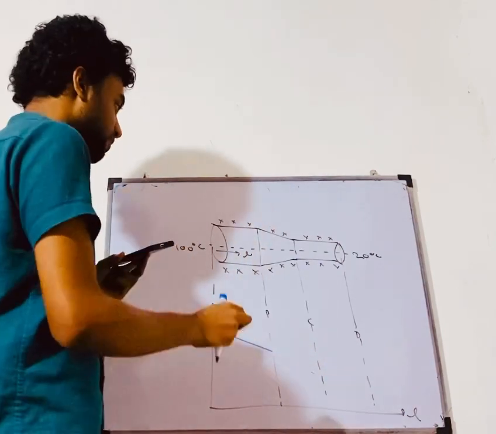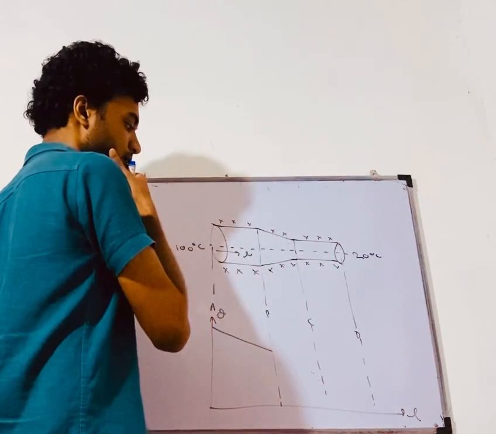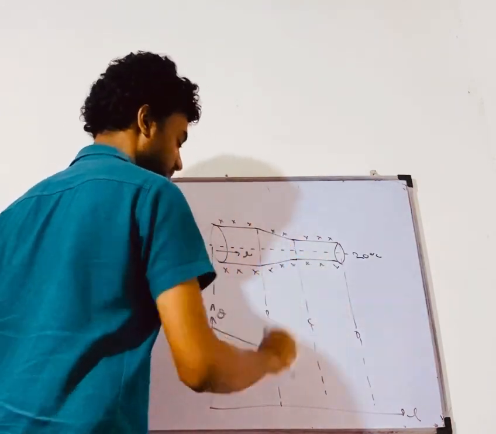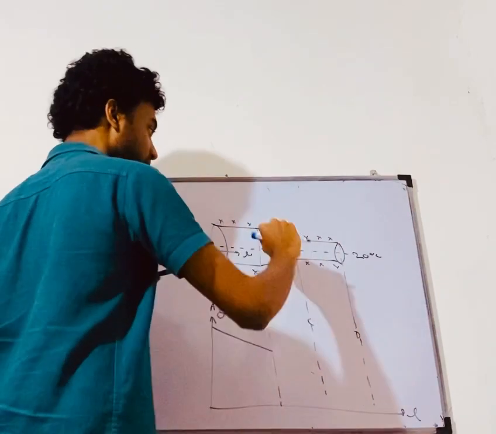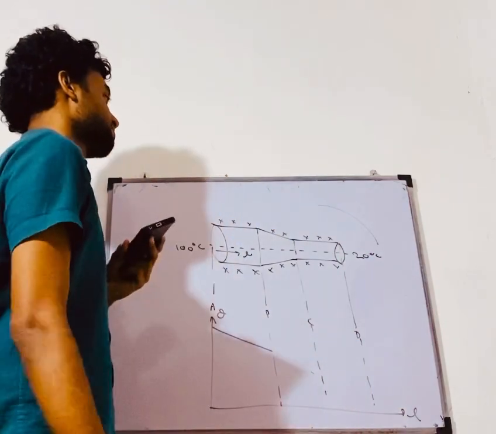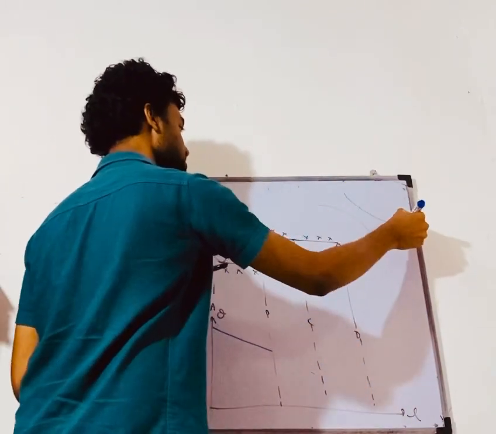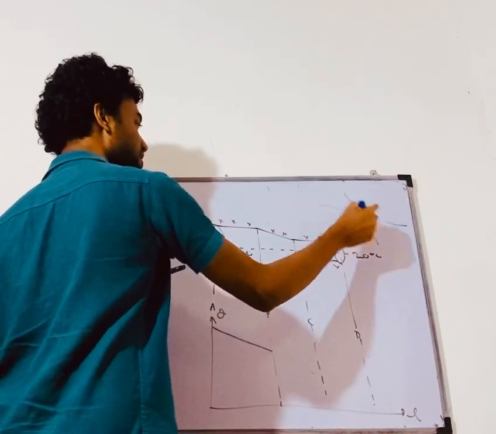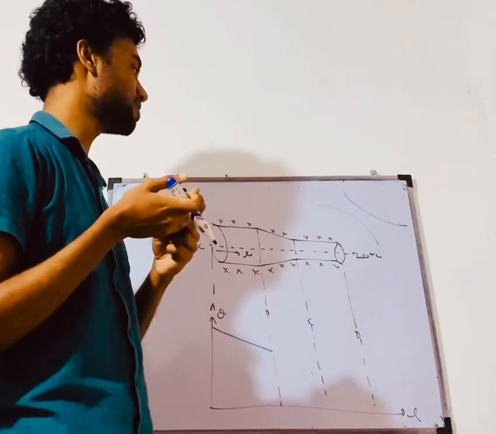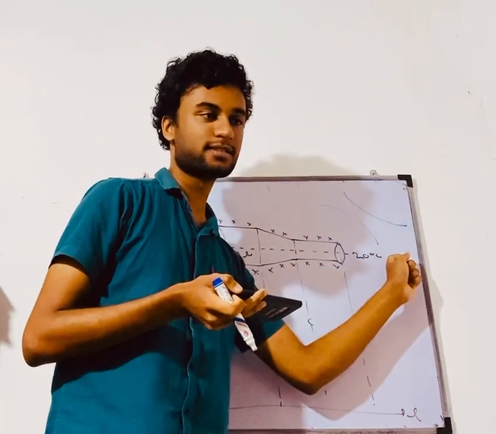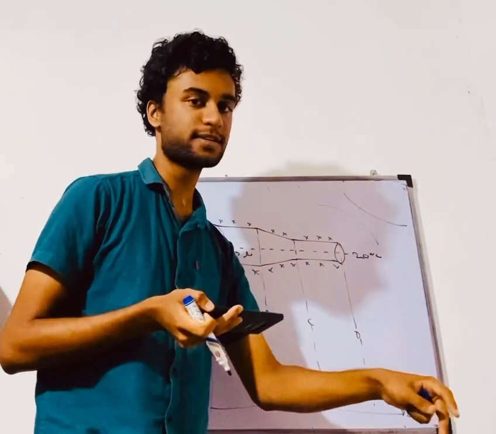Then what about region BC? Can you see the area is decreasing? If the area is decreasing, the gradient should keep on increasing. The temperature is decreasing, but the gradient is increasing. You can remember it like you're going down a slope: the slope keeps on increasing, so the difficulty keeps on increasing.